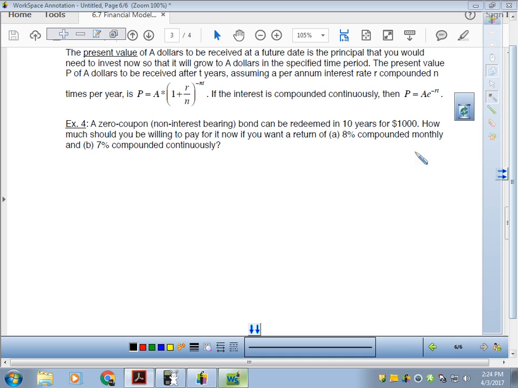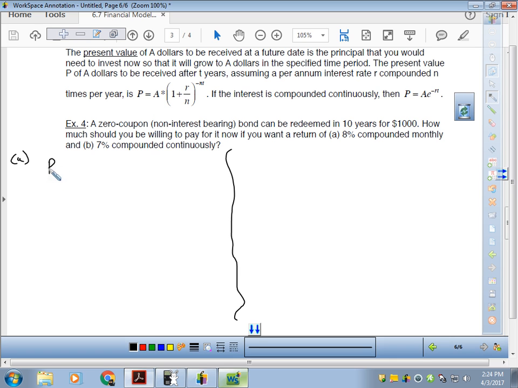Example 4 says a zero coupon bond, which is a non-interest-bearing bond, can be redeemed in 10 years for $1,000. How much should you be willing to pay for it now if you want a return of 8% compounded monthly and 7% compounded continuously? So we have two different problems. For part A, we want to figure out how much our present value should be if we want to get 8% compounded monthly.